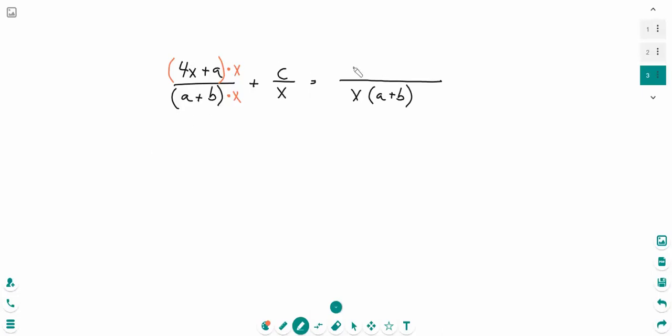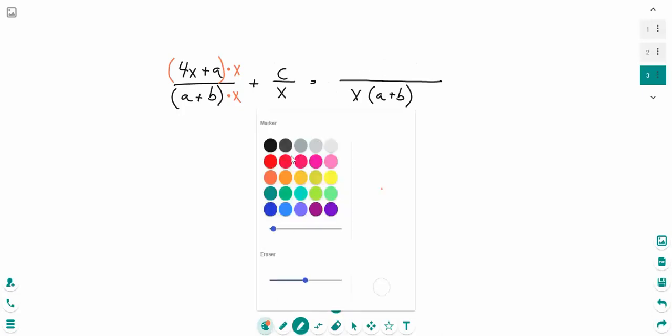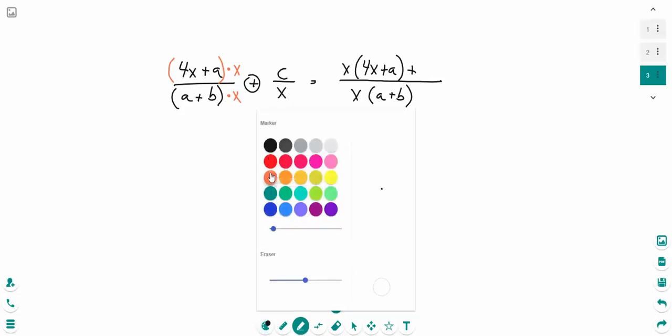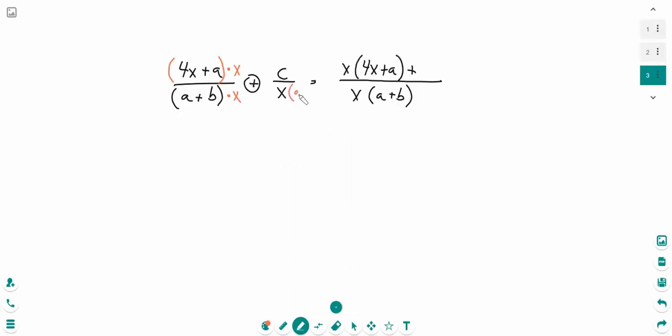All right, so the numerator now is going to become, and I'm just going to write it like this. I'm going to write it as an x first, and then it's being multiplied by a 4x plus a. Okay, and then I have my plus sign, and then my second numerator. So I have an x. What did I multiply that by to get to my common denominator? Well, I multiplied it by an a plus b. So I need to multiply the numerator by an a plus b, and that is going to give me a c times an a plus b. All right? And that is my solution.